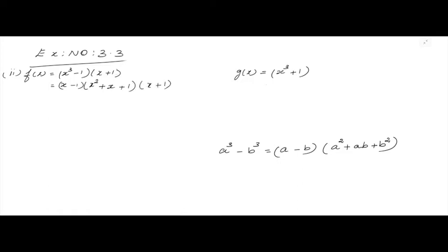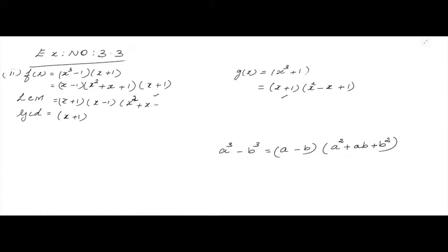And coming to this g of x, the same formula. Since it is plus, we have to use the plus formula, that is x plus 1 into x square minus x plus 1. Okay. Now write the LCM and GCD for this. Here you are having x plus 1 and here also you are having x plus 1. Is there anything else same? Nothing, isn't it? So your GCD will be x plus 1. What about your LCM? That will be x plus 1 and leftover is x minus 1 into x square plus x plus 1 into x square minus x plus 1.